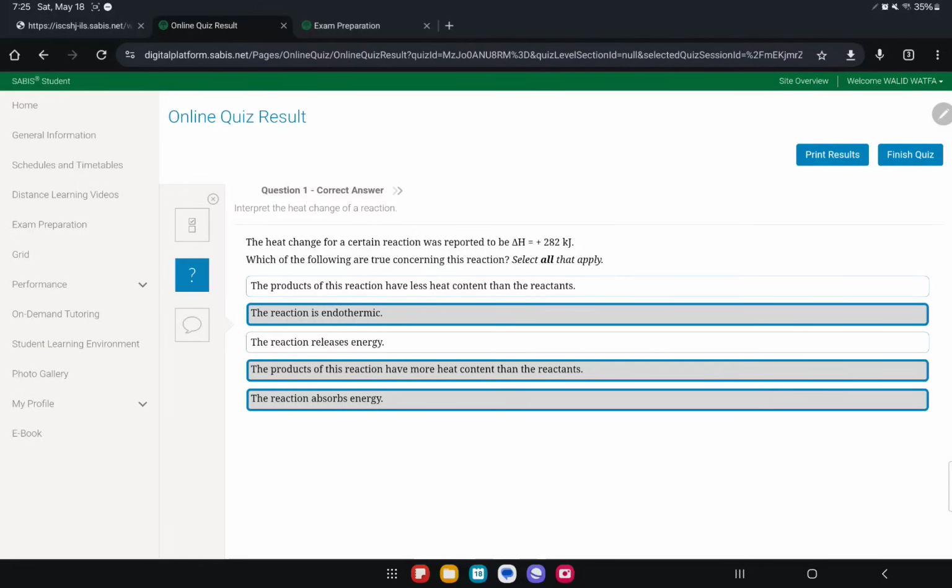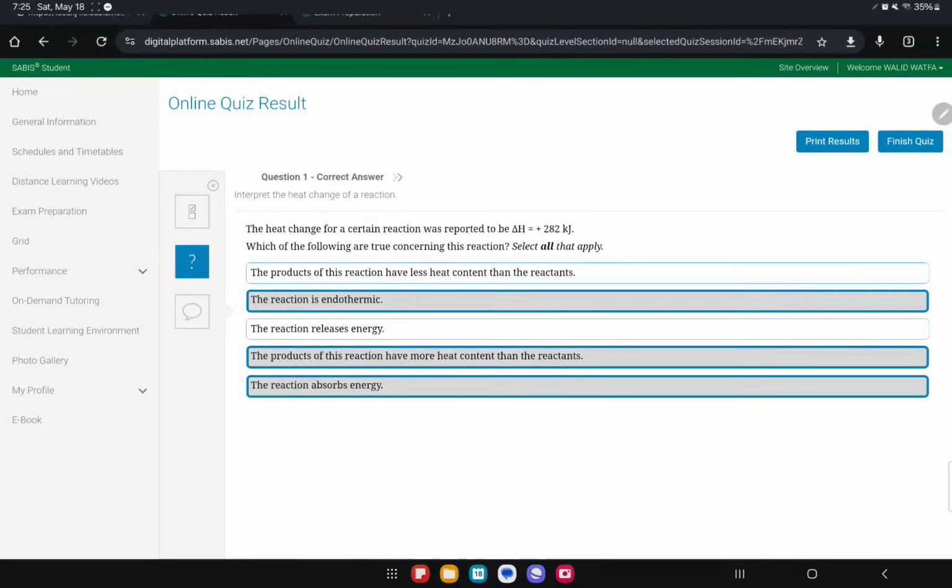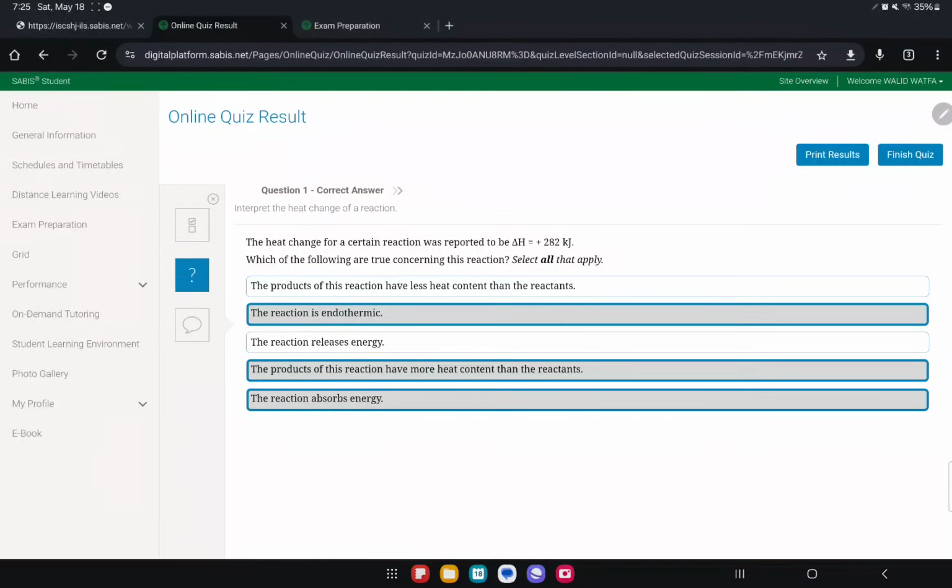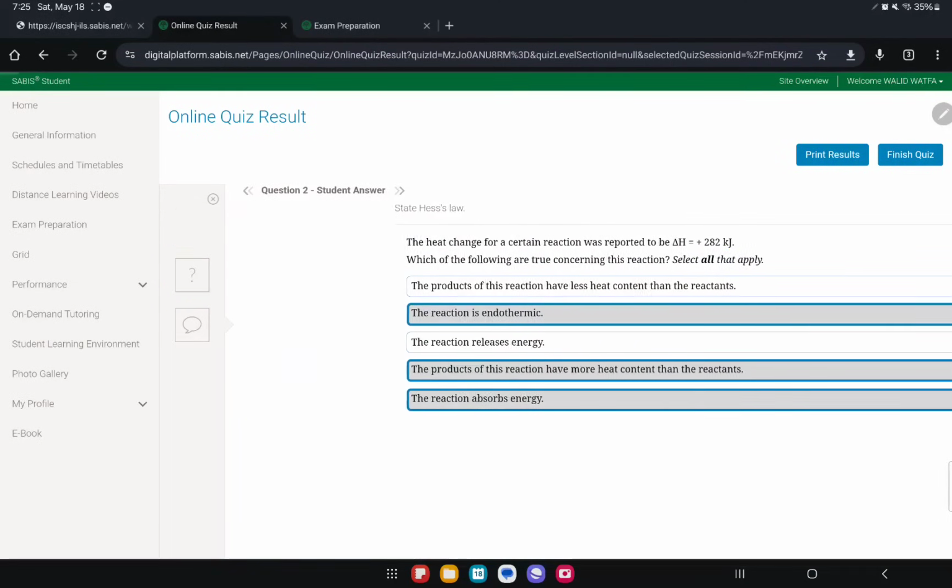Okay, this is 8.1 chemistry, very easy. Question 1: delta H is positive 82. If it's positive, it's definitely endothermic, which means the products have more energy. Since it's endothermic and the products have more energy, that means they absorbed energy. They had to absorb energy so that the products have more energy.